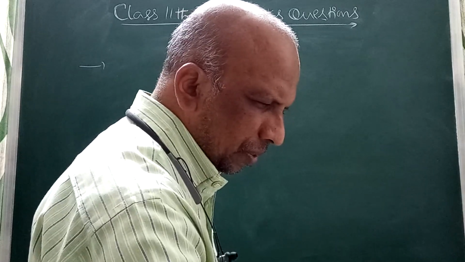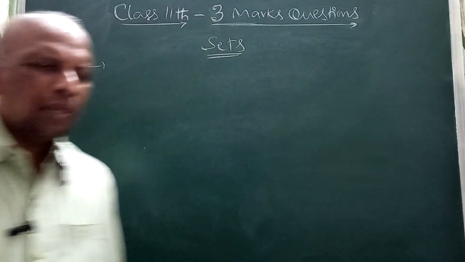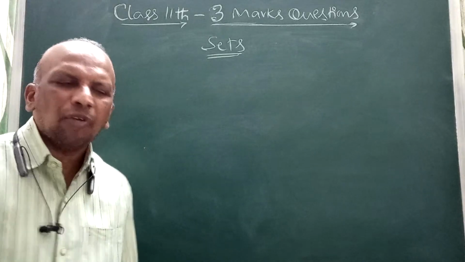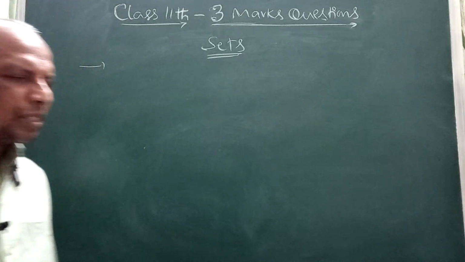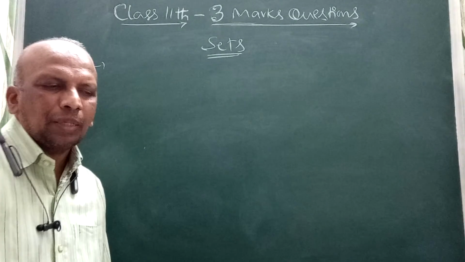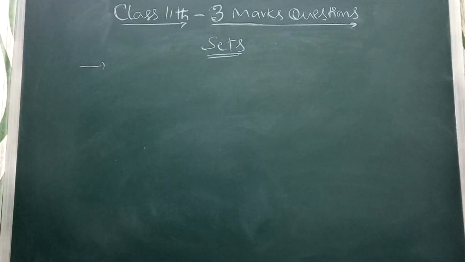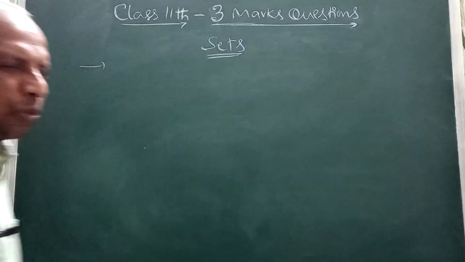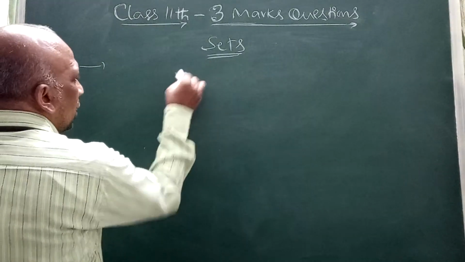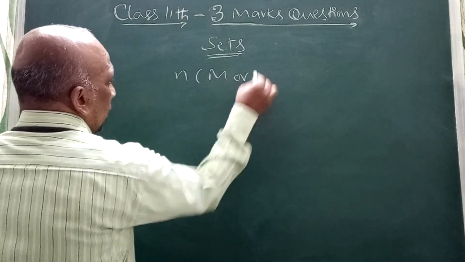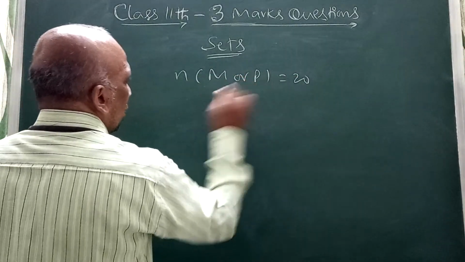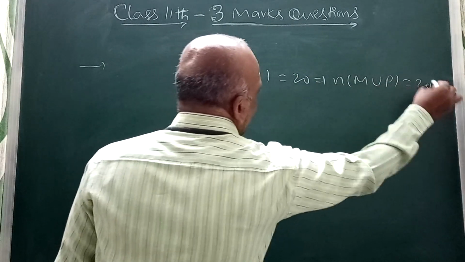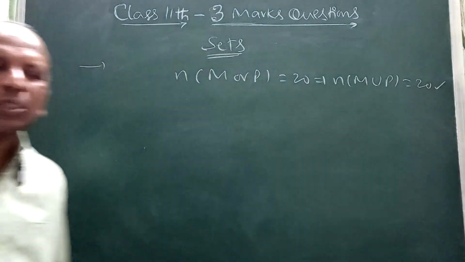So the first problem: in a school there are 20 teachers who teach mathematics or physics. Of these, 12 teach mathematics and 4 teach both physics and mathematics. How many teach physics? They're asking how many teach physics. When they say there are 20 teachers who teach mathematics or physics, we can write n of M union P is equal to 20. Here "or" you can consider as union.